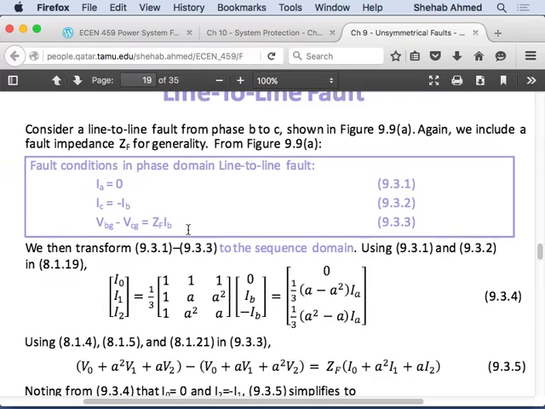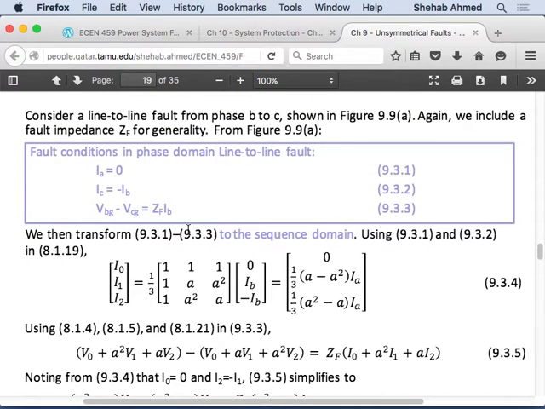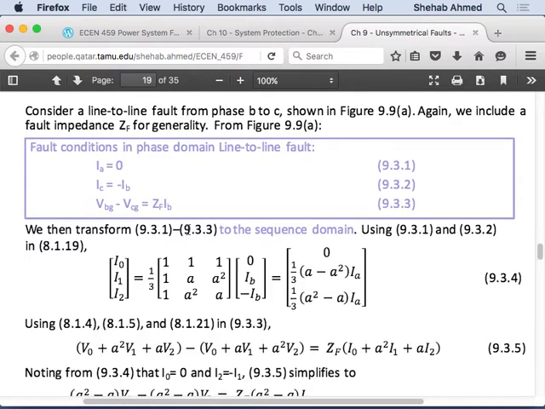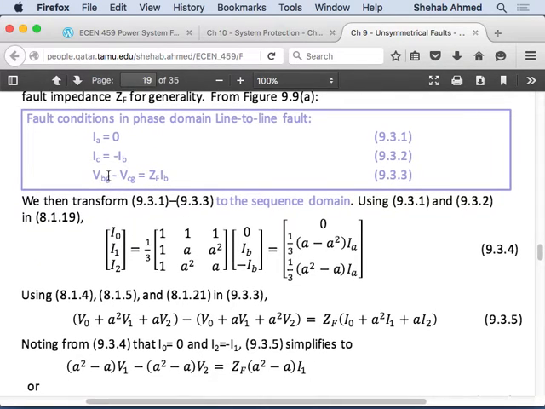Okay, for line-to-line fault. Again, here the assumption would be IA is 0, IB and IC are opposite of each other. The voltage that's across the fault impedance is the VBC line voltage. Right? And that's what these conditions tell us. Then we can go through and convert everything to sequence quantities and do some simplifications.